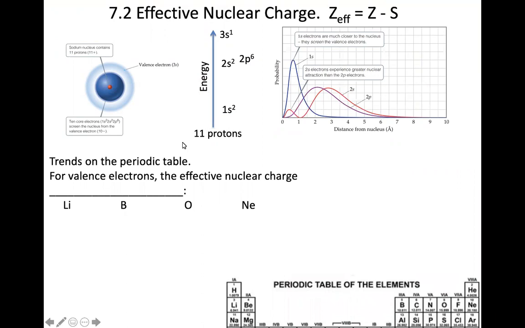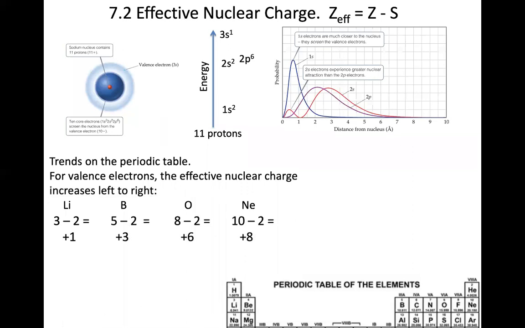If we look at this and we say, well, how does this now show up on the periodic table? Is there a pattern for the effective nuclear charge acting on the valence electrons? If I went right across from lithium over, with lithium, I see 3 protons, 2 shielding electrons, so it's +1 for its effective nuclear charge. Boron would be +3. Oxygen +6. Neon all the way +8.